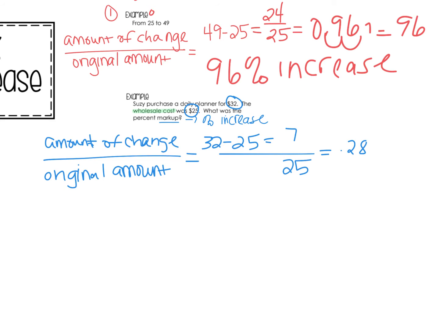So that's going to be my original amount. So when I divide 7 and 25, I get 0.28. So then from here, I need to take my decimal and move it 2 places to the right to get to my 28% increase. This is stating that that planner had a 28% increase in cost by using a percent markup from the wholesale cost to the seller's cost was 28% increase so they can make a profit.